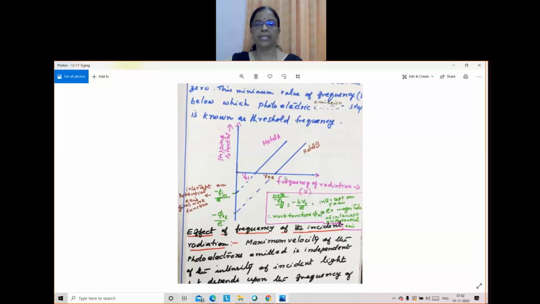So there exists a minimum frequency below which there is no emission of photoelectron. Above that, as the frequency increases, stopping potential also increases. Okay.